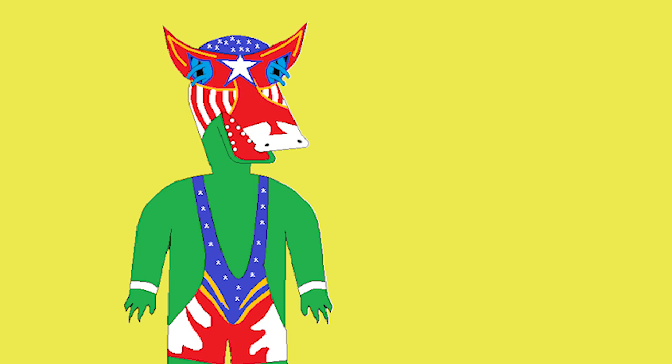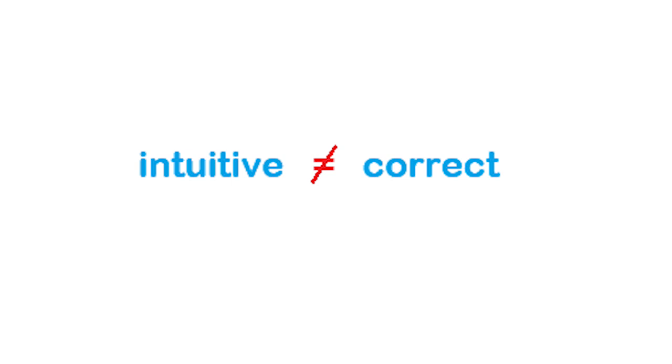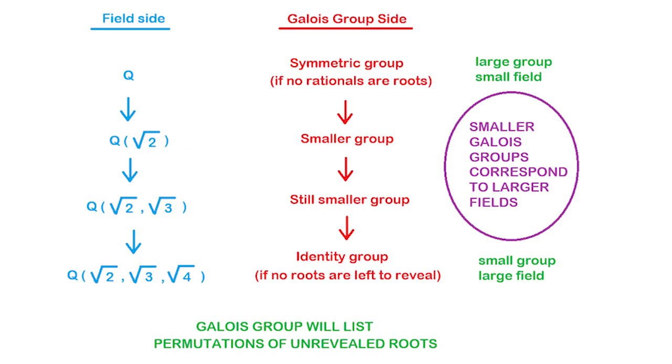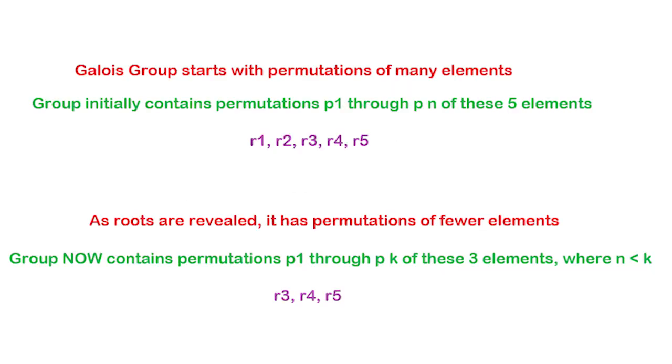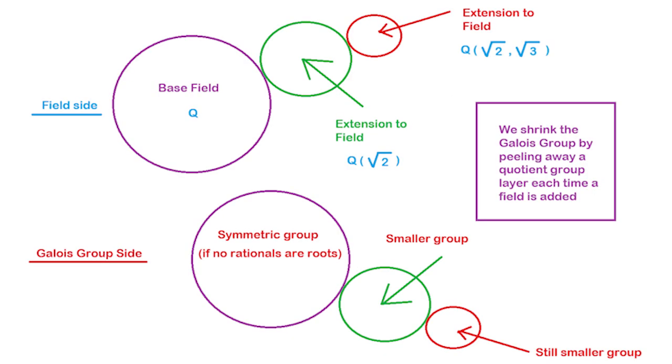We're actually almost finished showing there's no general formula for a quintic in radicals, although it sure as heck doesn't intuitively feel like it. The Galois group tracking the permutations of roots that haven't been revealed yet has an inverse relationship with the field extensions that are taking place. As field extensions get bigger, the Galois group gets smaller. Since the Galois group's purpose is to track unrevealed root permutations, this makes sense. As more roots are revealed, the possibilities of what's left shrink. So we shrink this Galois group by peeling away layers of quotient groups over and over each time a field is added until we get down to the identity group and have nothing left.